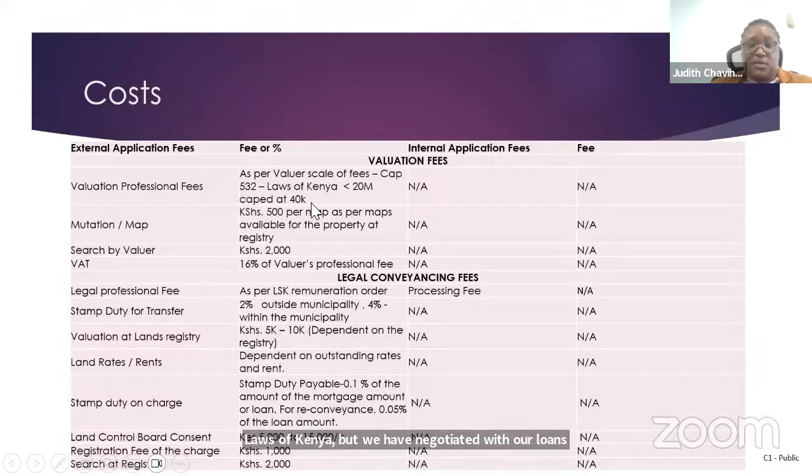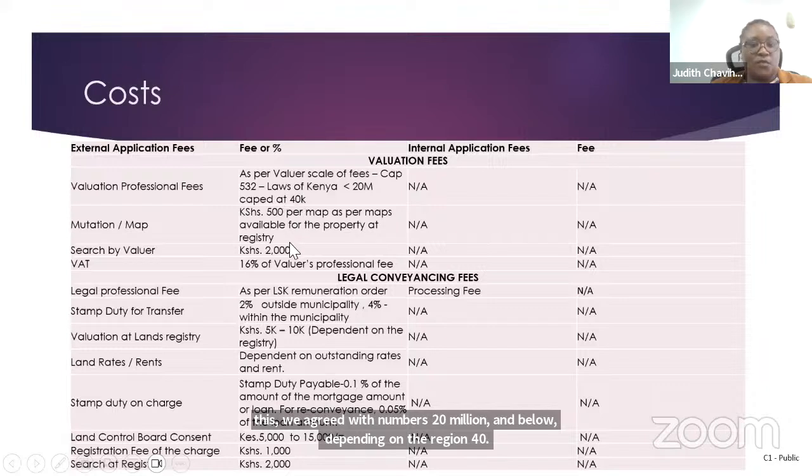We noted that we got feedback from members about exorbitant fees from some of the valuers that we had, and we negotiated to make the process affordable for members, because you can pay more on fees and end up spending so much money, as you also have these other costs. So to balance this, we agreed that for 20 million and below, depending on the region, we will not go beyond a fee of 40,000.